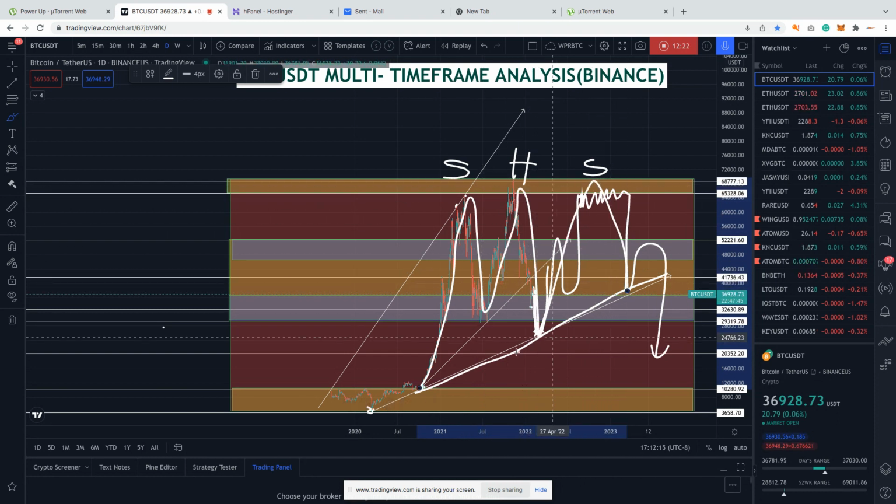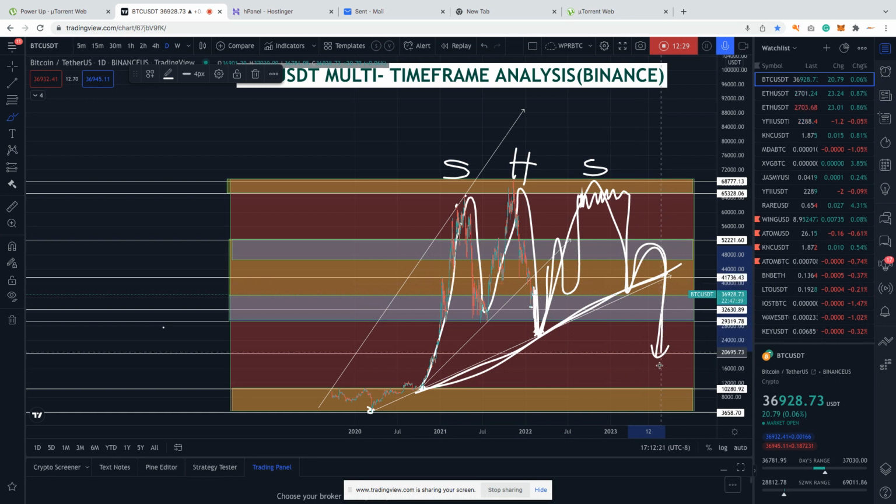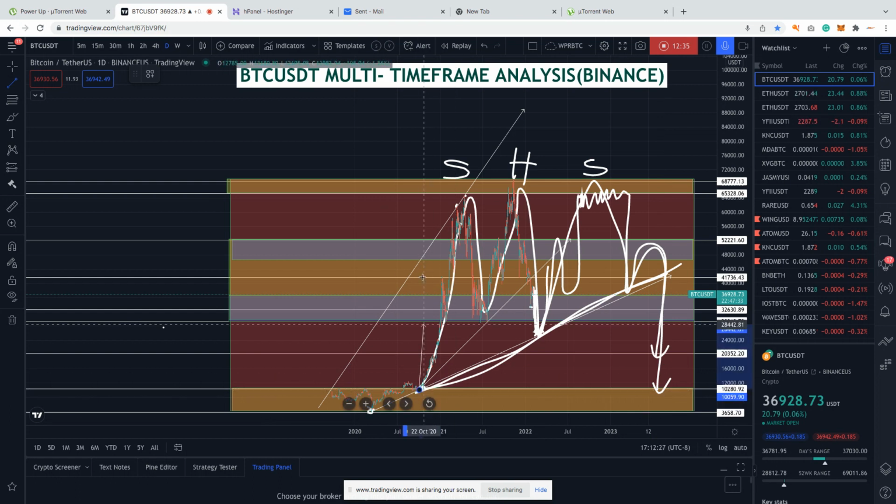So this is going to be the neckline. And once they break the neckline, expect them to make an equal dive down. Not good news, but I'm going to tell you what I'm seeing. I'm going to tell you what I'm saying.